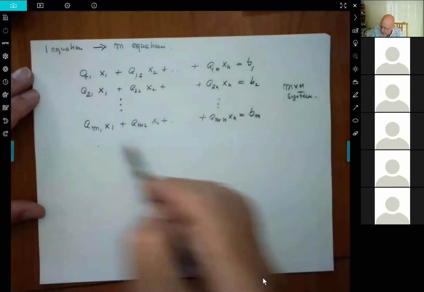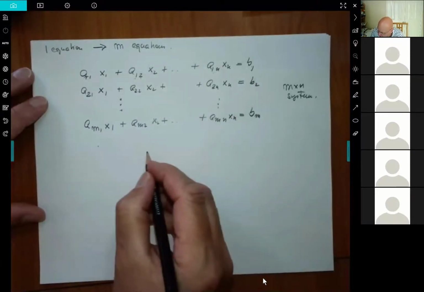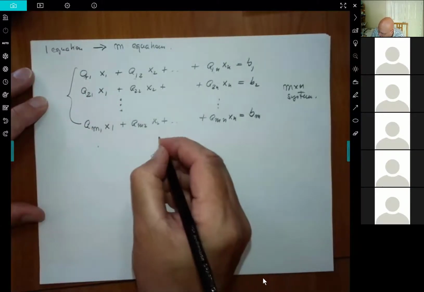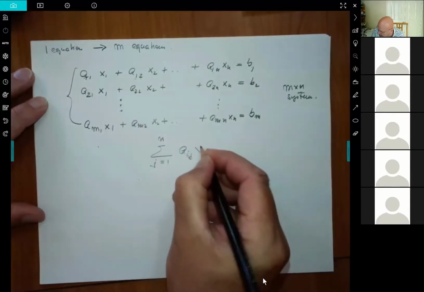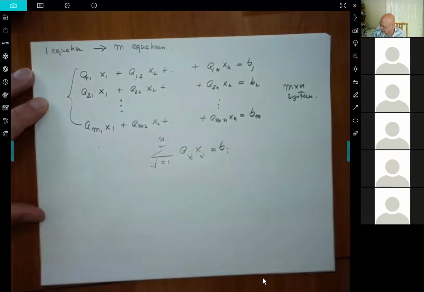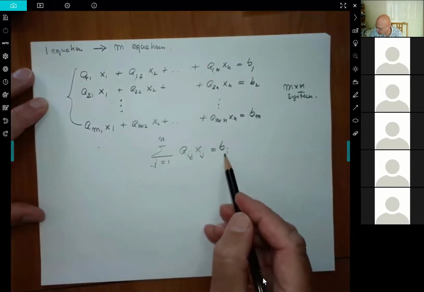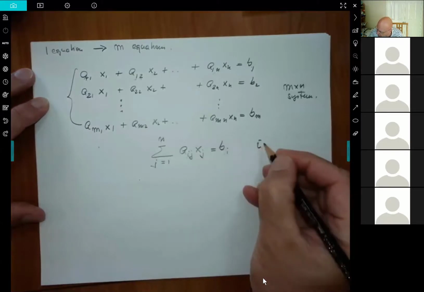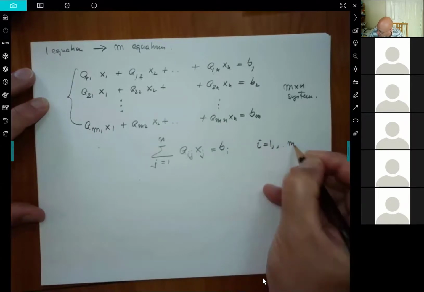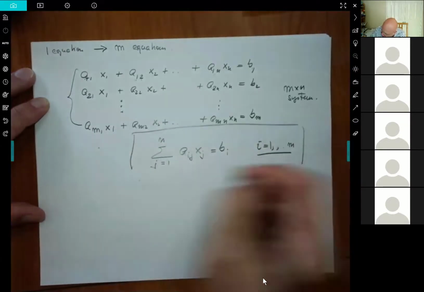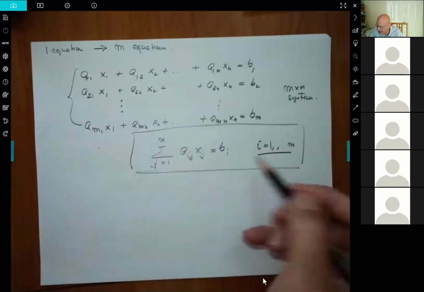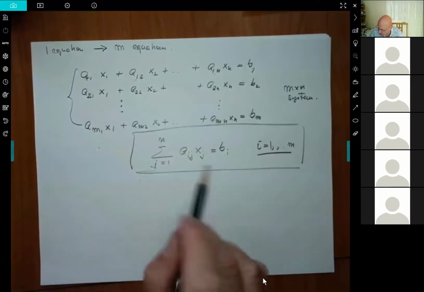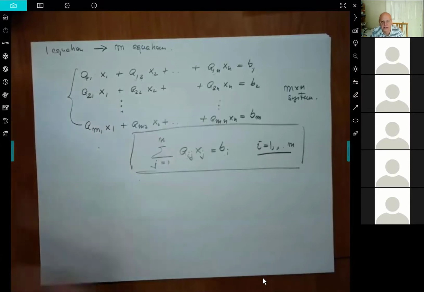And now we can again write this with our sum symbol. Instead of writing all this, we can write the sum, j goes from 1 to n, aij xj is equal to bi. So i tells us which equation we are in, j tells us which variable we use. And here i goes from 1 to m. So this is a very compact way of writing every linear equation system with m equations and n variables. This is the way we can write it down in the general case.